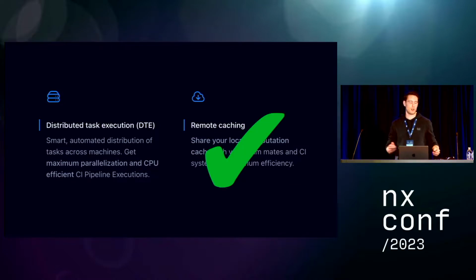Now, we went ahead and enabled remote caching first as it was much simpler to do. So at this time, we have the DIY solution running with remote caching, and it did bring some improvements. But what kind of improvements can DTE bring us? First, let's understand what DTE is and how it compares to our DIY solution.